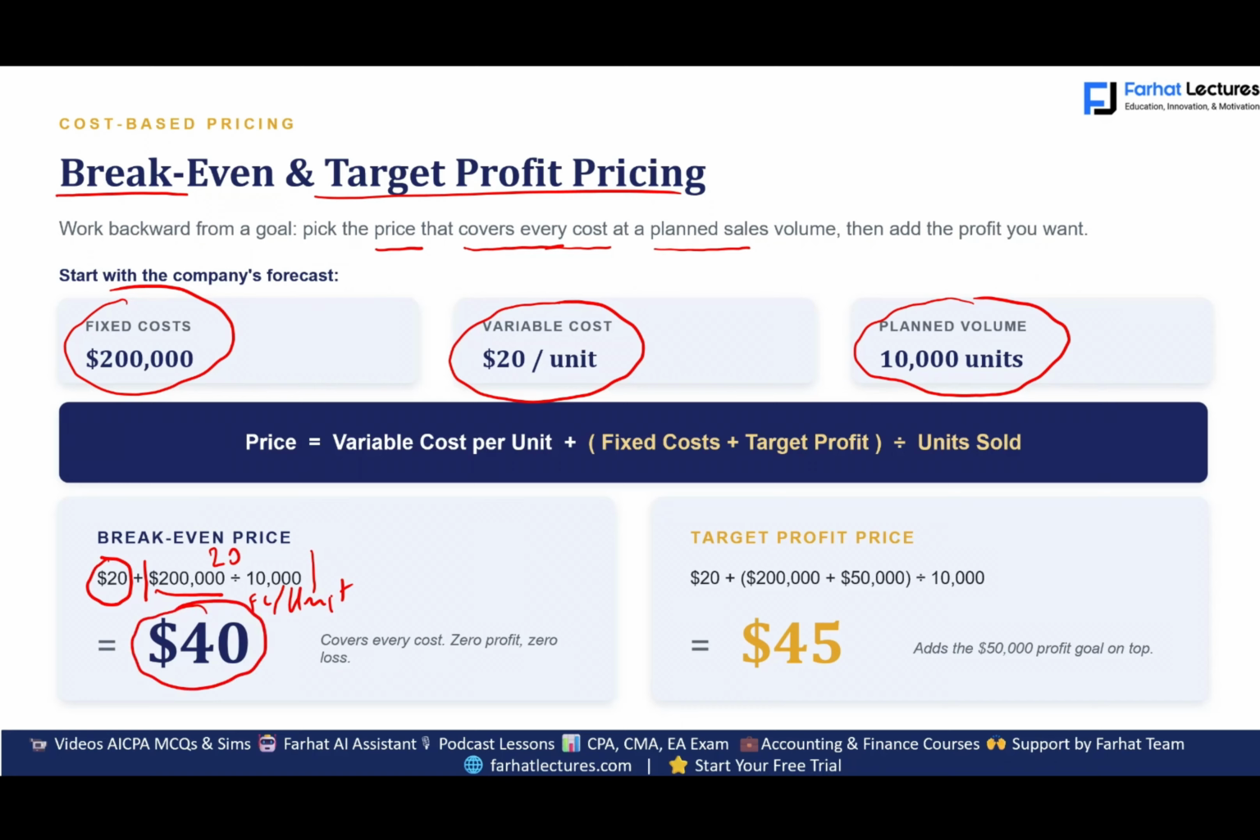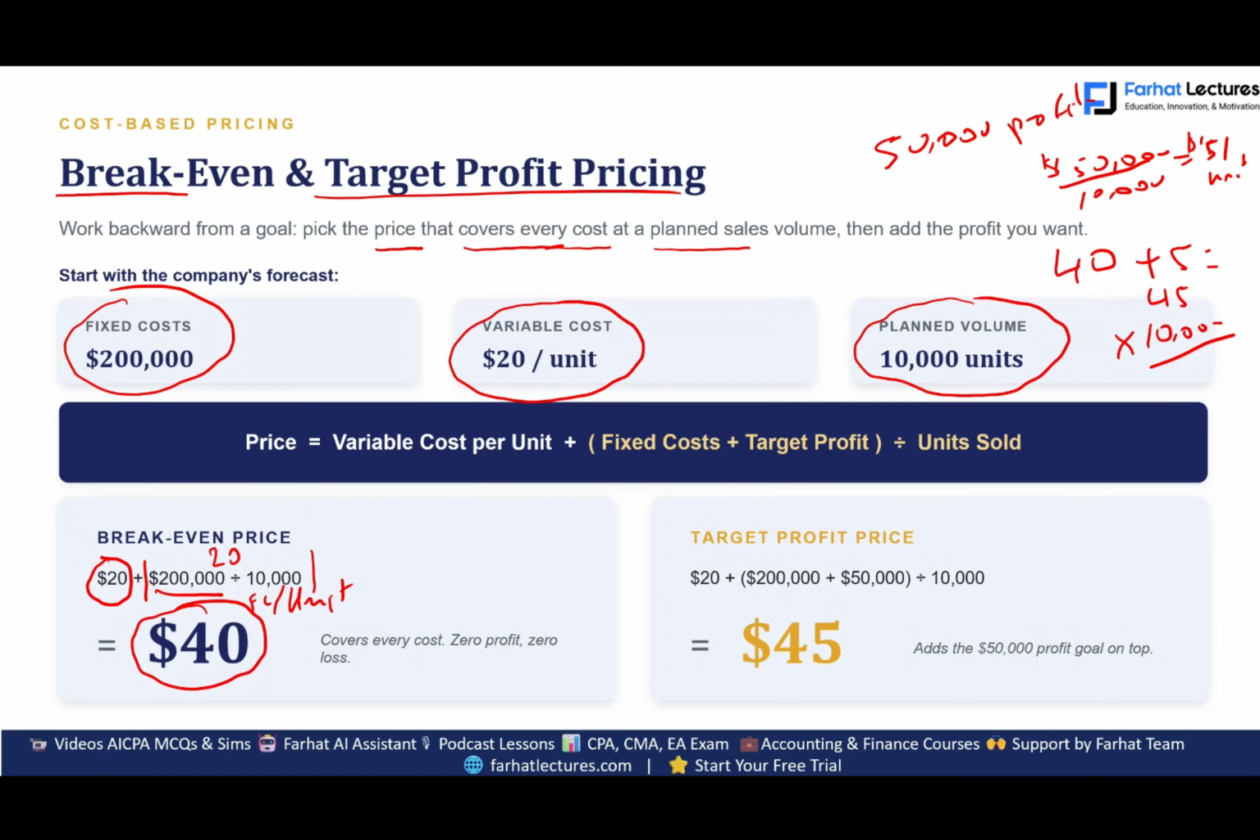So if we sell this at $40, we make zero profit. We break even. Now we know our break-even point. Now let's assume we want to make a $50,000 profit. If we want to make $50,000 profit and we're selling 10,000 units, it means we need to make a $5 profit per unit. If the break-even is $40, we need to add $5 and sell at $45. We sell each unit for $45 times 10,000 units. At the end, we'll make a profit of $50,000.